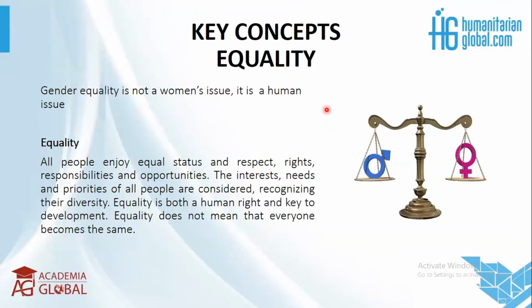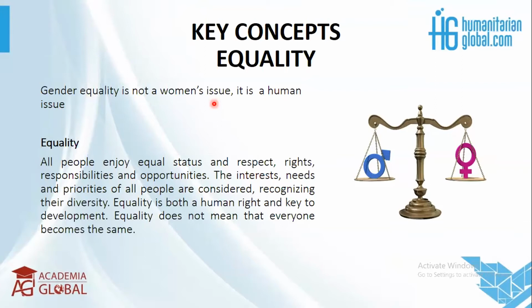When we talk about equality in terms of gender, usually the first thing that comes to people's minds is that it's a women's issue, but actually it's not a women's issue. It's a human issue. So equality is about all people needing to enjoy equal status and respect, rights, responsibilities, and opportunities. The interests, needs, and priorities of all people are considered, recognizing diversity. Equality is both a human right and a key to development.